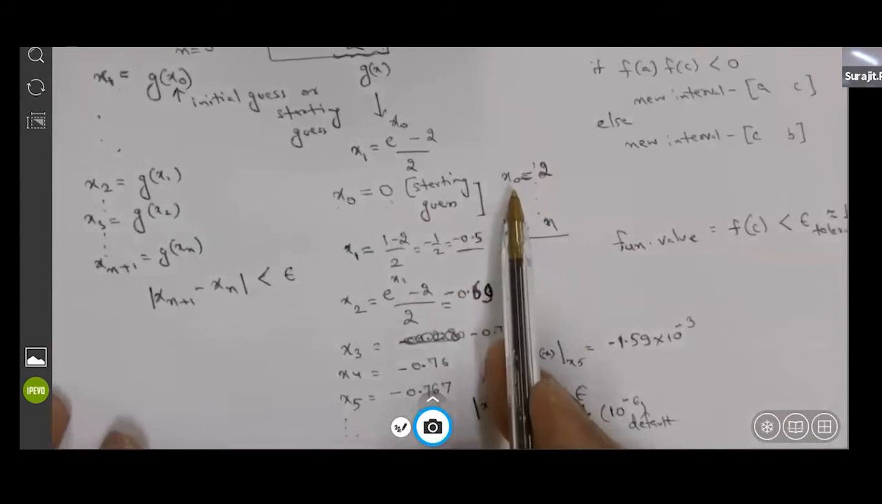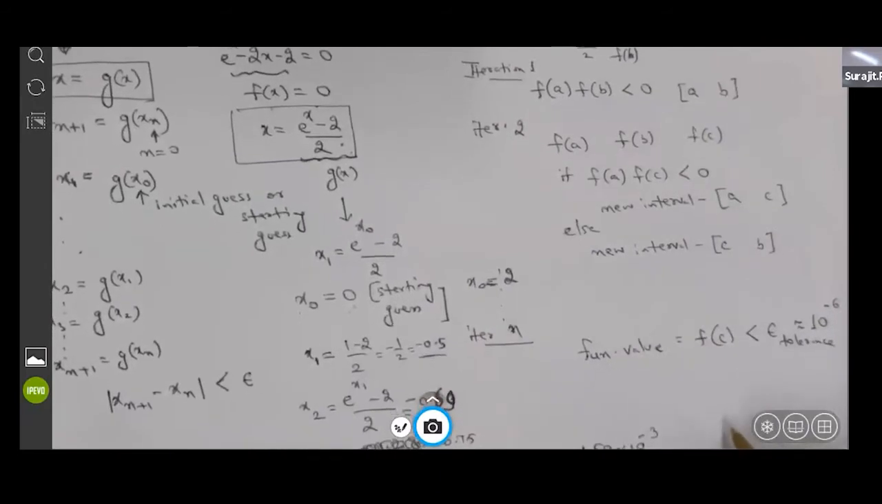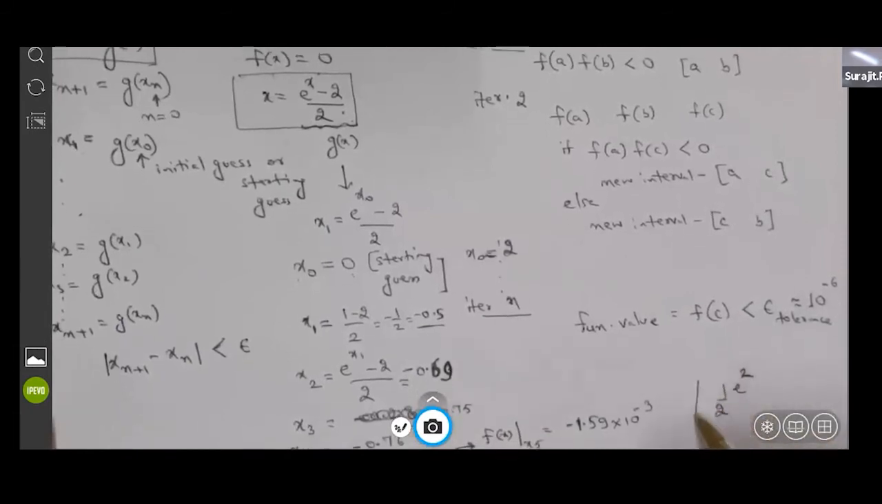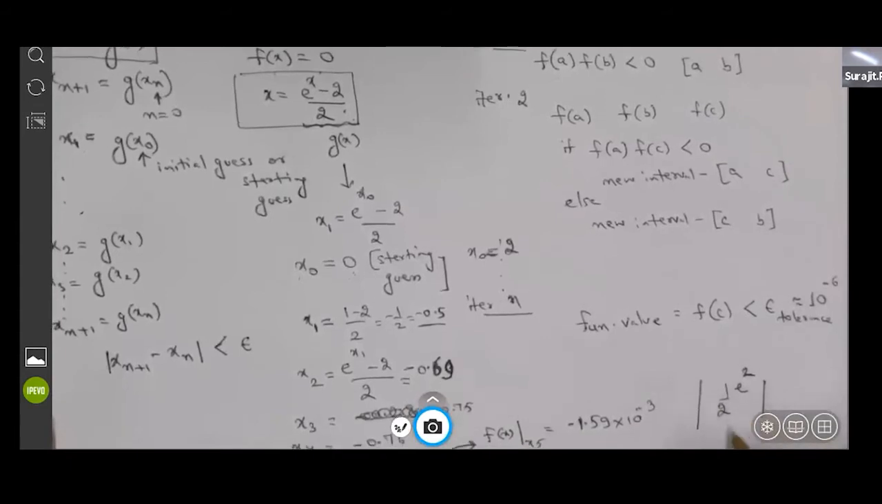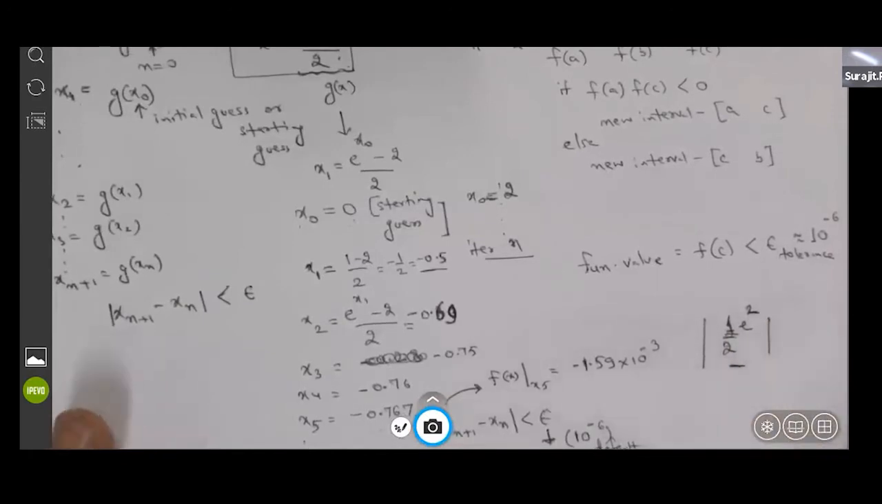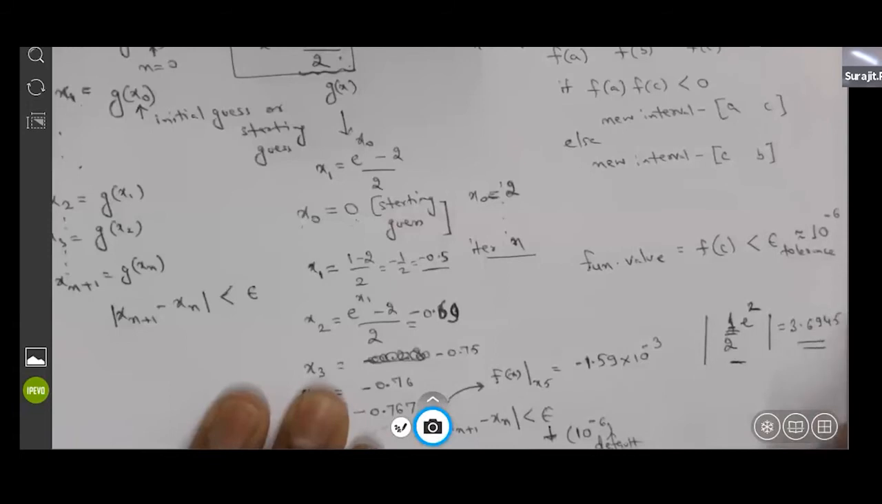Before you do that calculation, I do not have the calculator, so I'm just asking you to do that. Can you tell me what this number looks like? Half of e squared. What is this number? It is equal to 1/2 times e raised to the power 2, the exponential of 2. I got 3.6945. Okay.